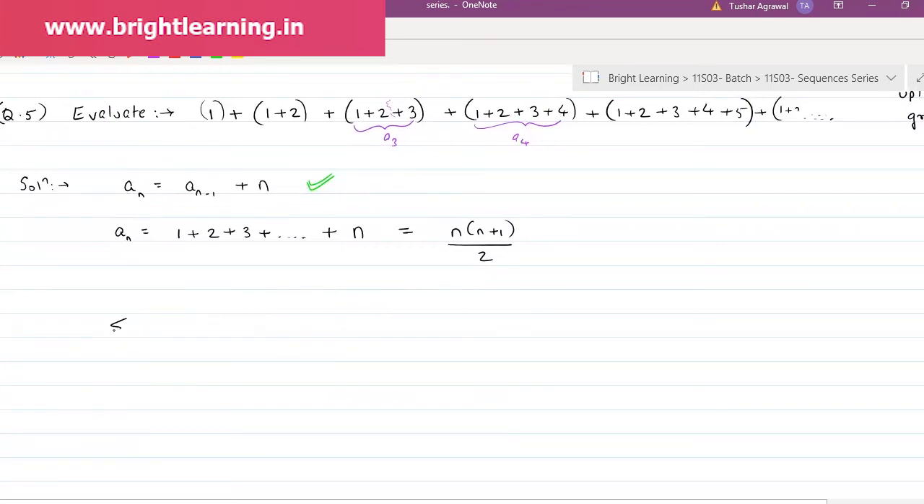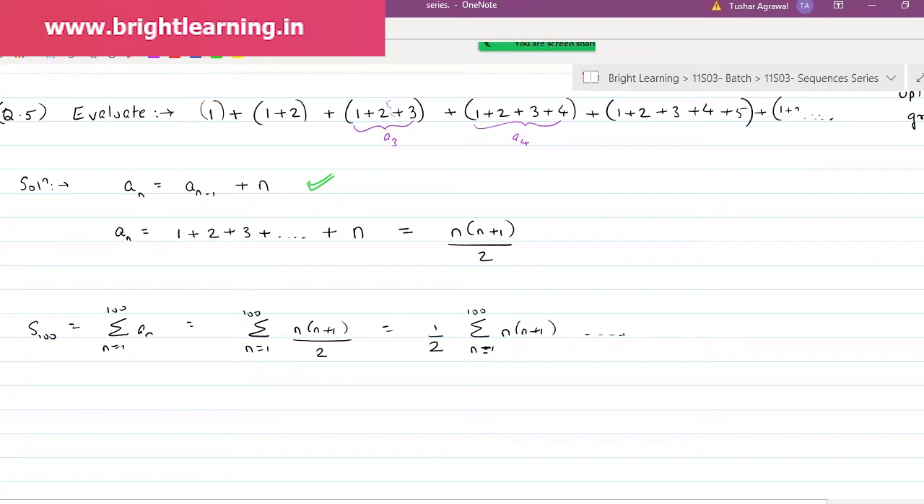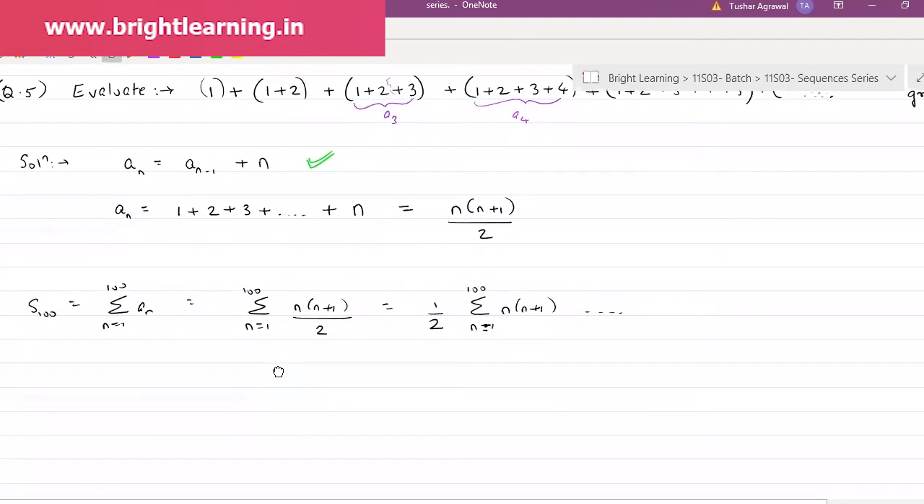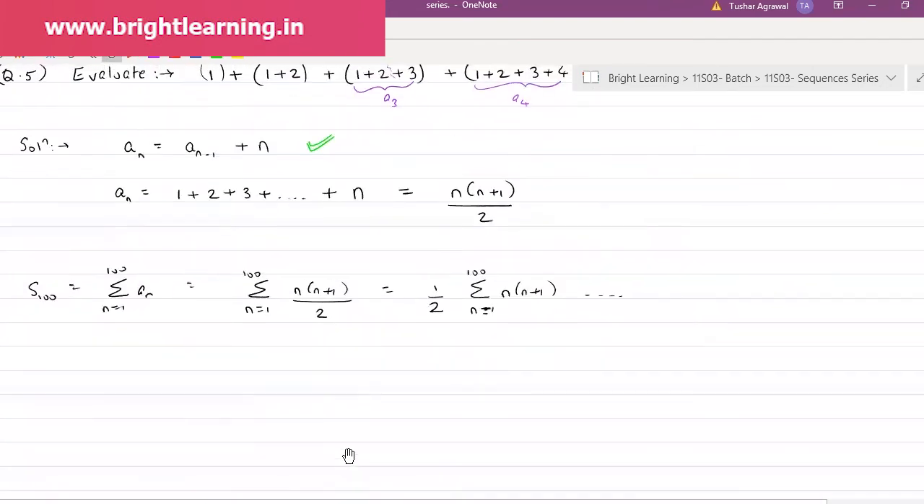Yes, sir. Okay. So S100 will be equal to summation of n equal to 1 to 100 of n into n plus 1 upon 2. Take 2 completely outside and then you do the summation of n into n plus 1, n equal to 1 to 100. And here you can proceed as previous. Done? Now next. 1 minute, sir. Write quickly.